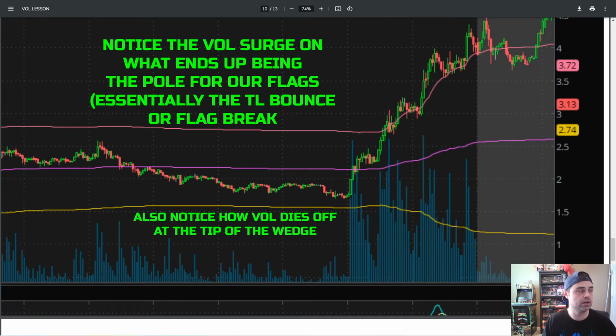Notice the volume surge on what ends up being the pole or our flags, right? I kept saying that 100 million times. It's crazy.